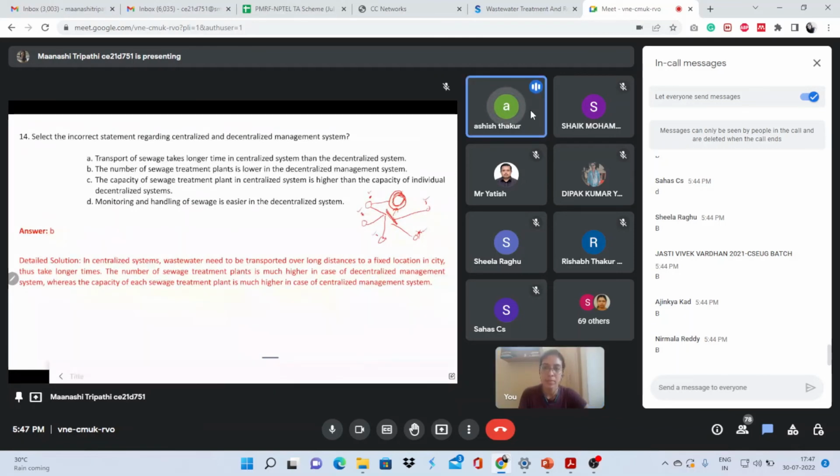Ma'am, can you please tell us what is the practical budget difference between centralized and decentralized systems for a particular population? Any practical example in our country?